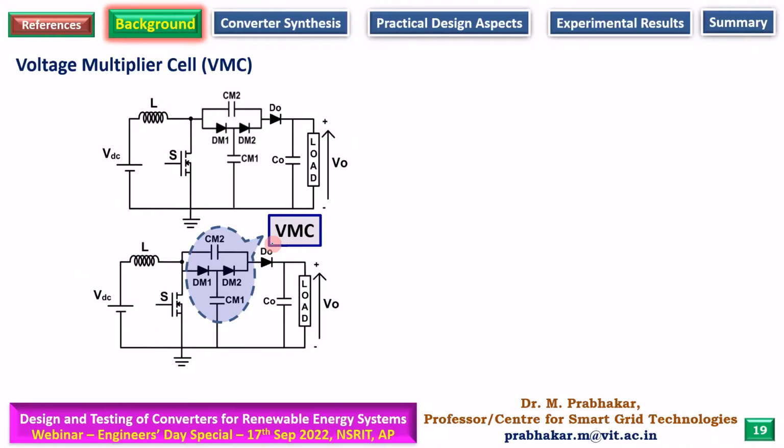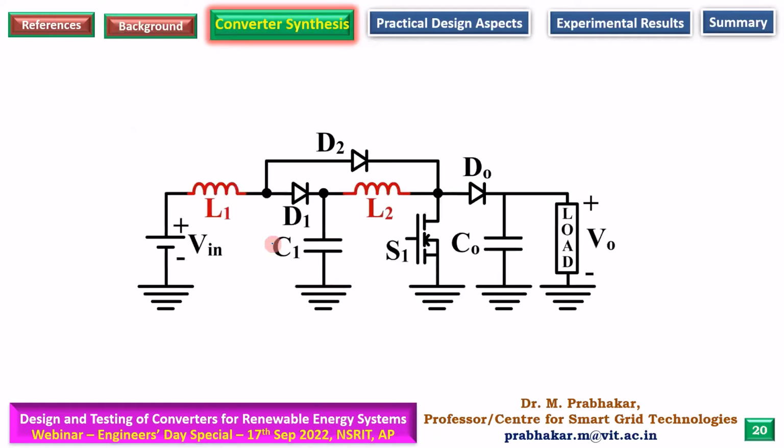She did 3 converters. This was her first converter. So we can have one VMC, we can have one more such structure, etc. Ma'am had done 2 VMCs. She had taken that. Okay, fine. Now that is another method, voltage multiplier cell. Fine. Now that will again give you some voltage gain.